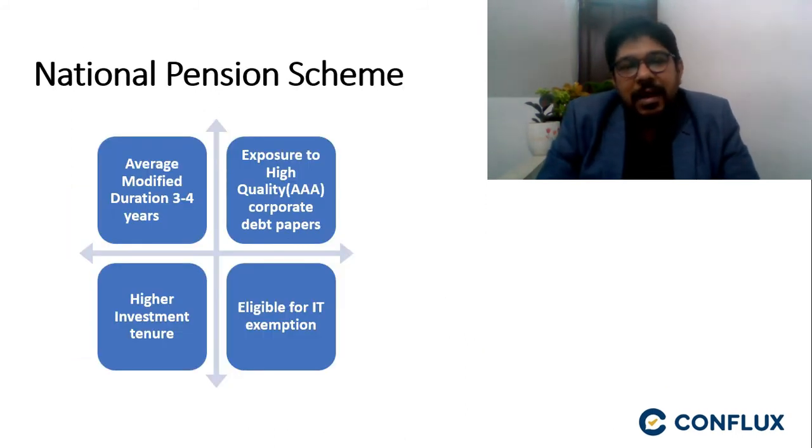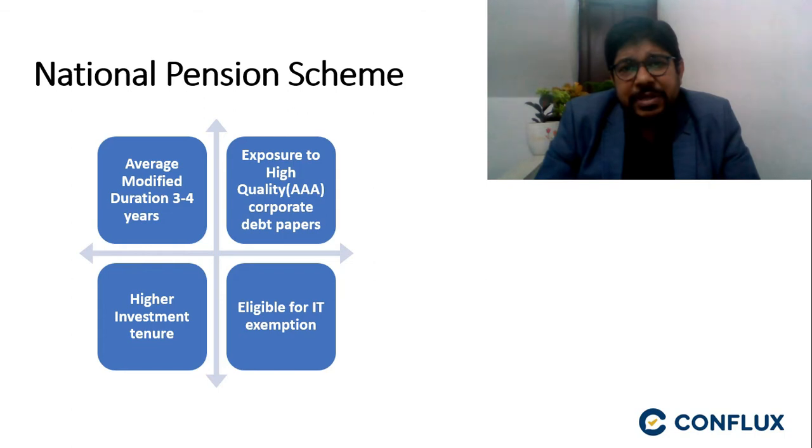National Pension Scheme. Most people would know about the national pension scheme because it gives you an income tax exemption under 80C, and there is a 50,000 additional exemption, and people are putting their money just to take a tax exemption. But apart from the tax exemption benefits, this product also has other benefits. As you can see under the matrix, this paper has a very high exposure to the best quality papers that are there.